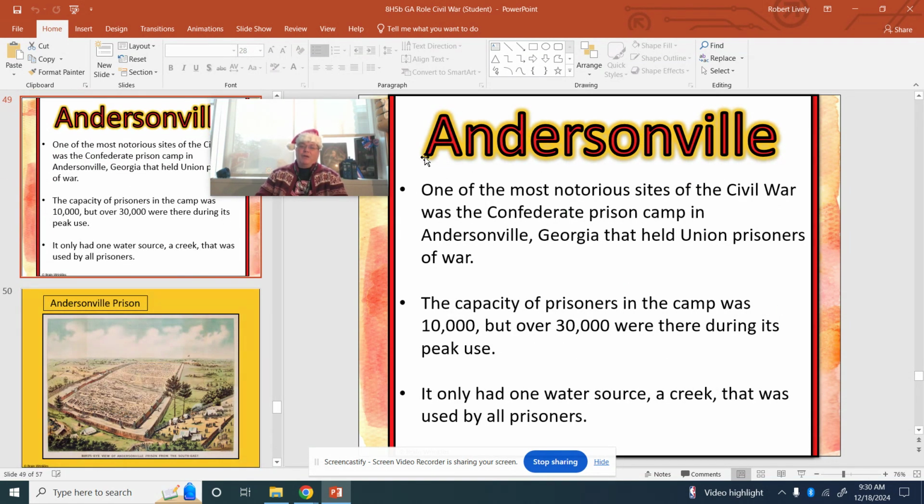Lots of bad stuff happened, though. One is Andersonville. One of the most notorious sites of the Civil War was the Confederate prison camp in Andersonville, Georgia, that held Union prisoners. The capacity of prisoners in the camp was 10,000, but they had over 30,000 men in there during its peak use. Now, guys, it had only one source of water for 30,000 people. It was a creek. It was used by all the prisoners.